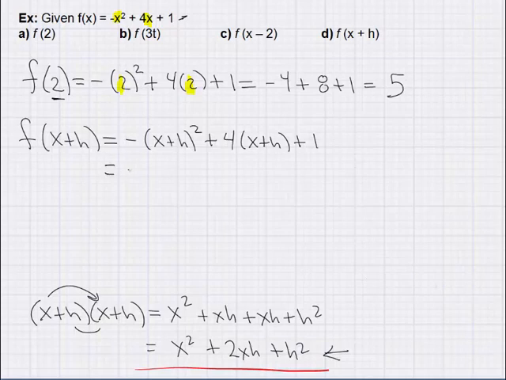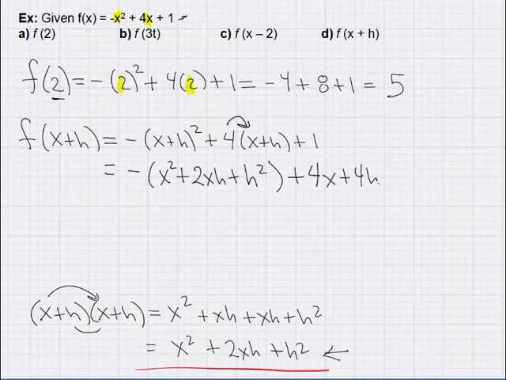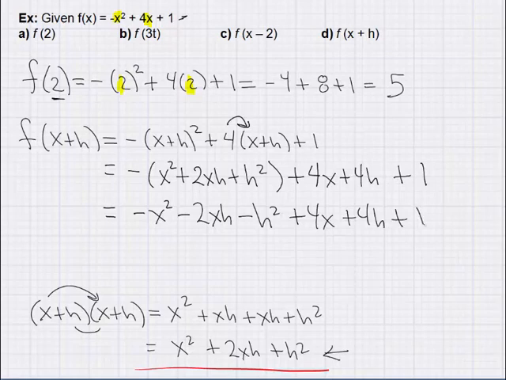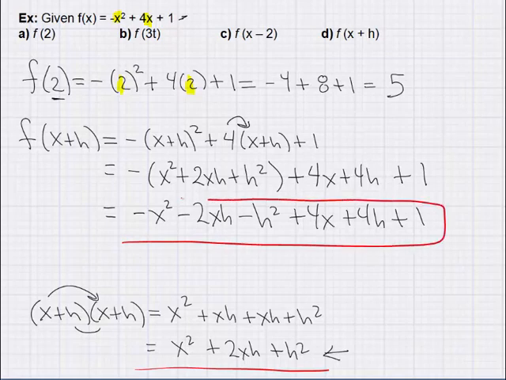So this becomes negative, x squared plus 2xh plus h squared, plus, distribute this 4 in here, 4x plus 4h plus 1. Collect any like terms if possible. There really aren't any. All you really have to do is distribute this negative through and you're done. So we get negative x squared minus 2xh minus h squared plus 4x plus 4h plus 1. So this would be f of x plus h.